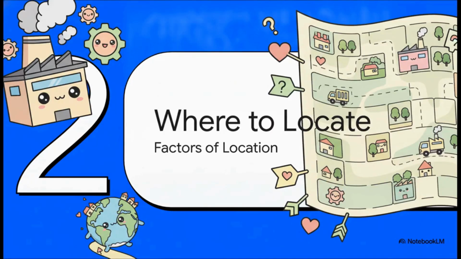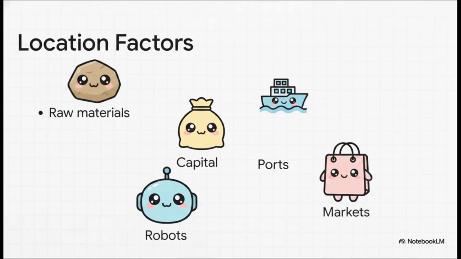Moving on to Section 2. Let's talk about where exactly these industries actually choose to locate. Think of this kind of like a giant global board game. Why is a massive factory built in one specific town, but not the town right next door? Well, an industry needs a few very specific things to thrive.